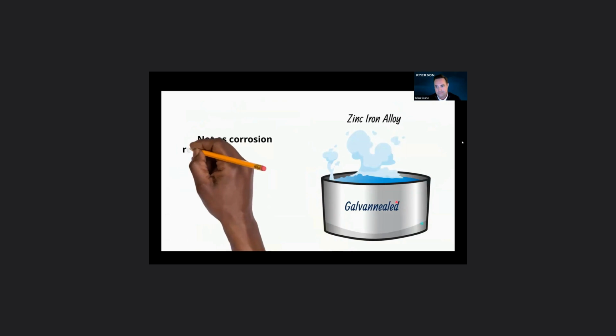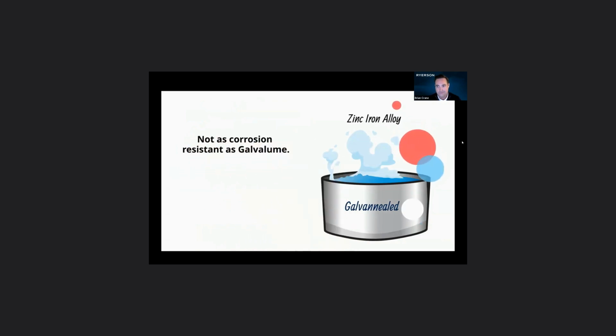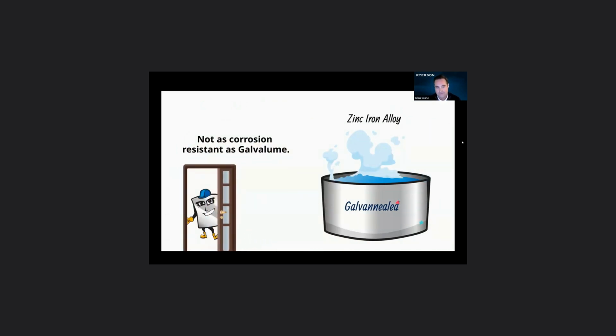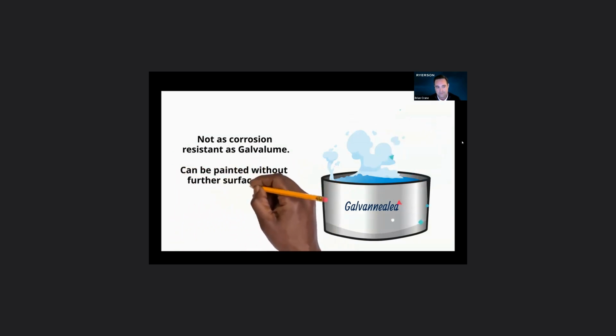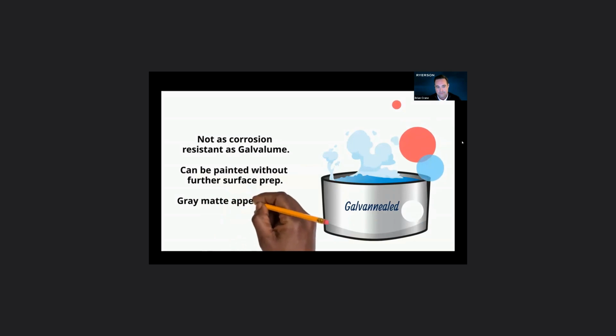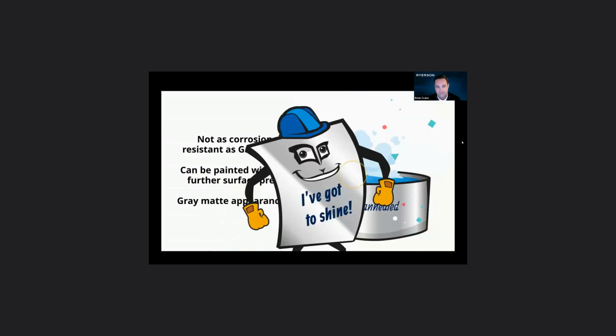That wouldn't make me as corrosion resistant as Galvalume. I remember my friend, who's now a door, took a galvannealed bath. The good news is my friend can be painted without further surface preparation. But it did create a gray matte appearance. No thank you. This sheet has got to shine.